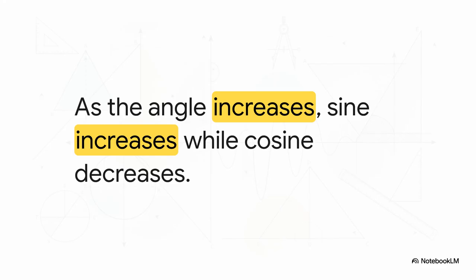If you trace the values as the angle increases from 0 to 90 degrees, you're going to see a really fascinating inverse relationship. The value of sine steadily increases from 0 up to 1. But simultaneously, the value of cosine does the exact opposite. It decreases from 1 down to 0. Recognizing this elegant mirrored pattern makes memorizing these standard values incredibly straightforward.